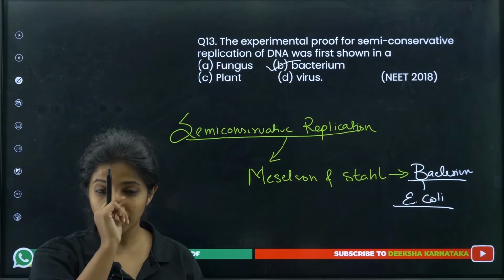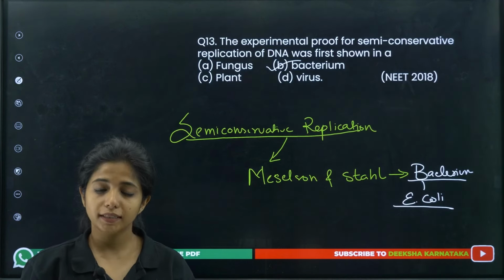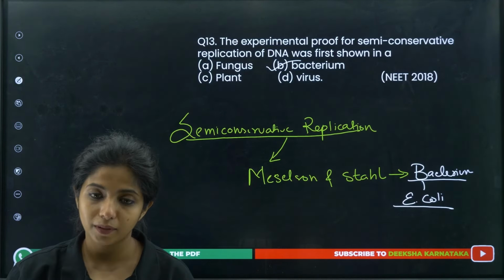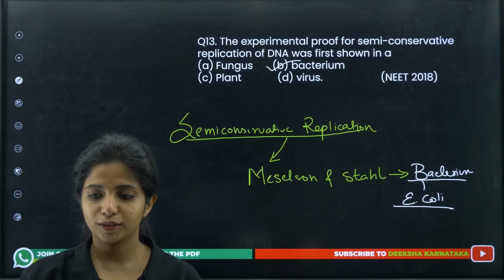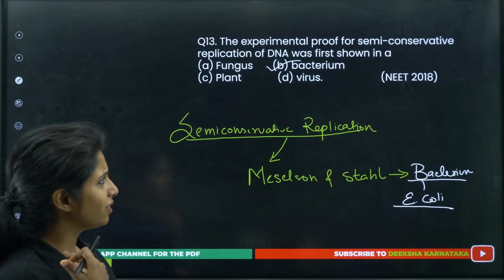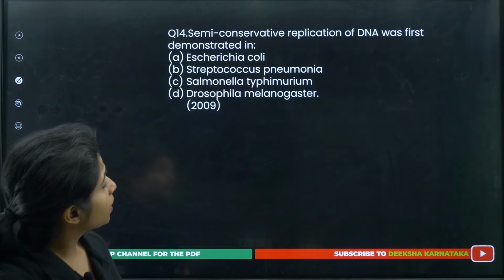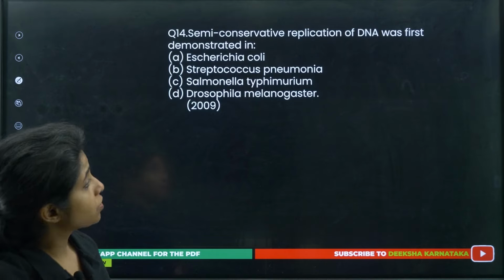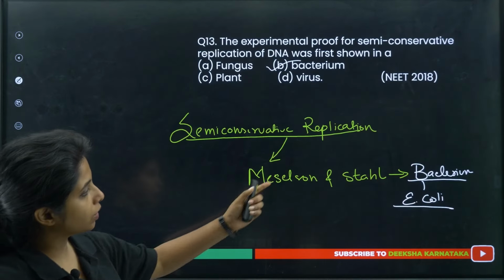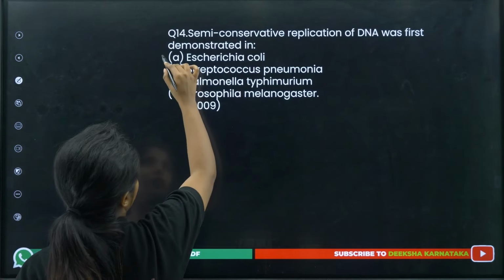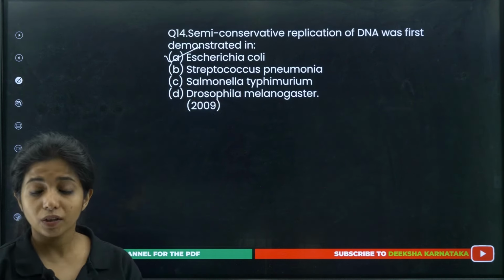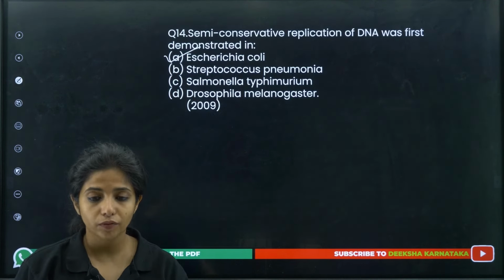Came in 2018, very easy question. Can you imagine these type of questions coming for your exam? You can easily score marks. There is no point of losing marks at all. Easy, direct question, no? Now, the semi-conservative replication of DNA was first demonstrated in, now they have asked the name, I told here bacterium, what bacterium? E. coli. So, Escherichia coli, 2009 question. See how it is repeated in different format.